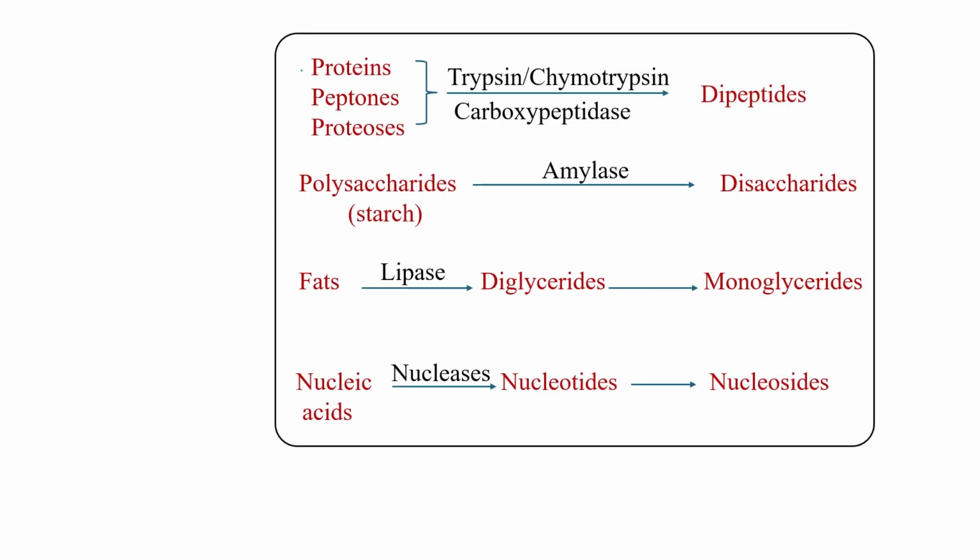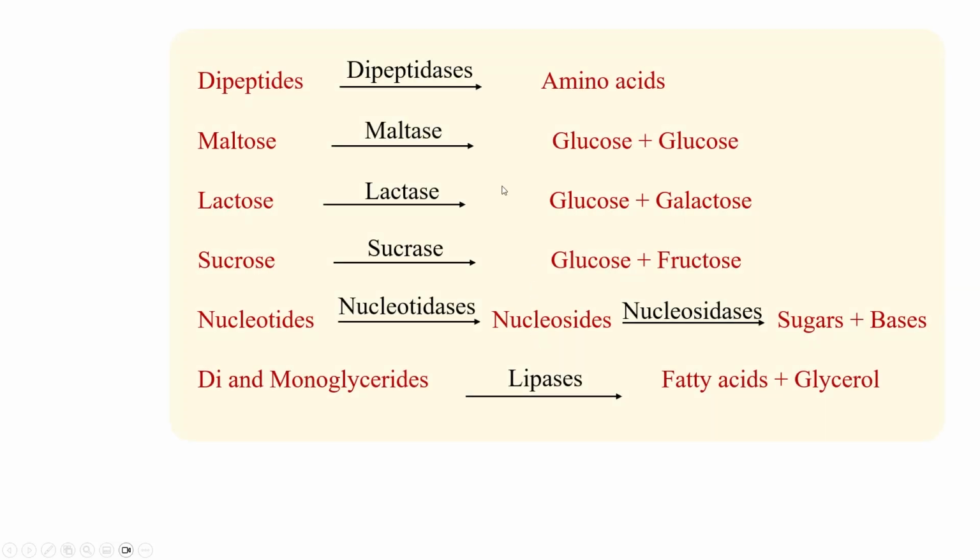So, protein, peptone, proteases in the presence of trypsin, chymotrypsin, carboxypeptidase convert into dipeptide. Starch in the presence of amylase converts into disaccharide. Fat in the presence of lipase converts into diglyceride, monoglyceride. Nucleic acid in the presence of nucleases converts into nucleotide and nucleoside. Clear? So these are the same kind of structures.